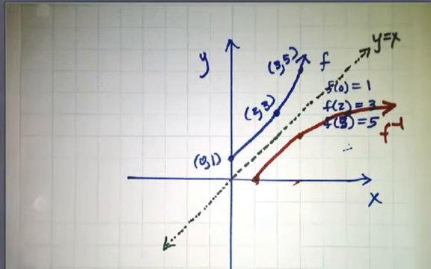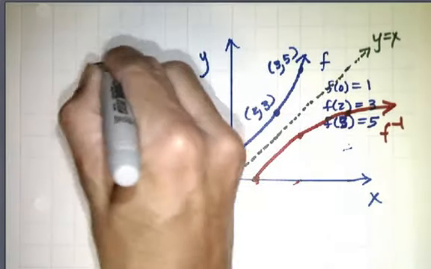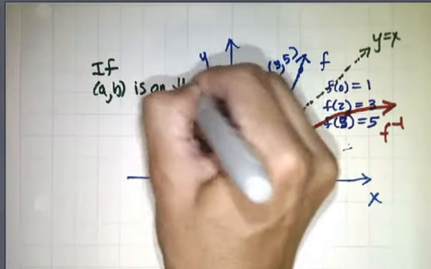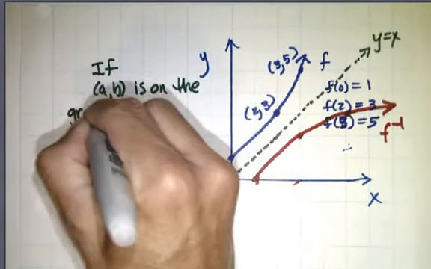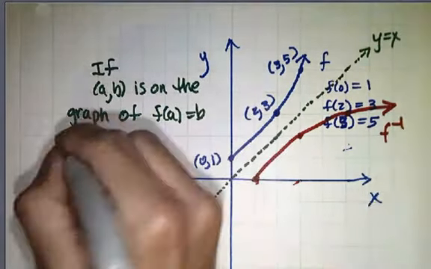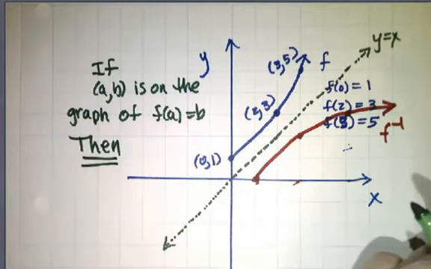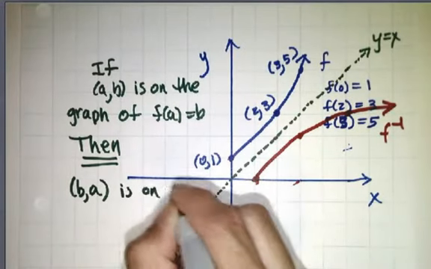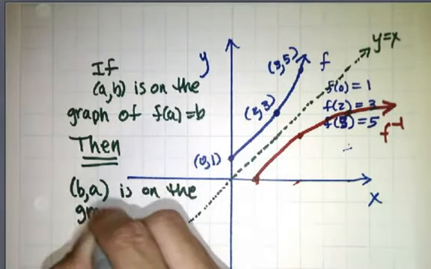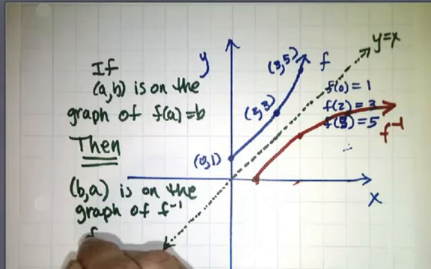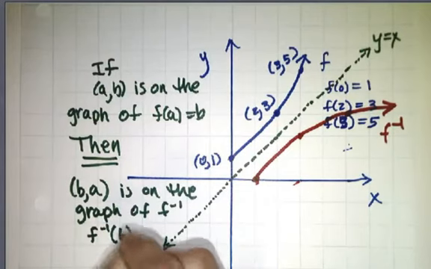So let's summarize what we just learned about the graphs of f and its inverse. If (A, B) is on the graph of f, so that means f of A equals B, then guess what? (B, A) is on the graph of f inverse. That is, f inverse of B equals A.